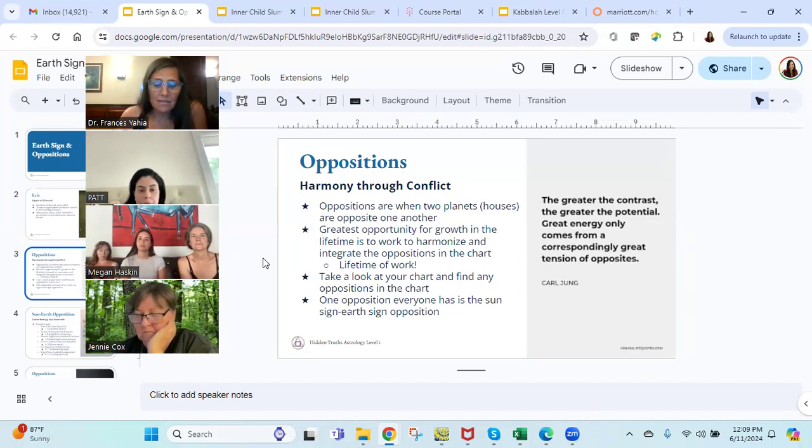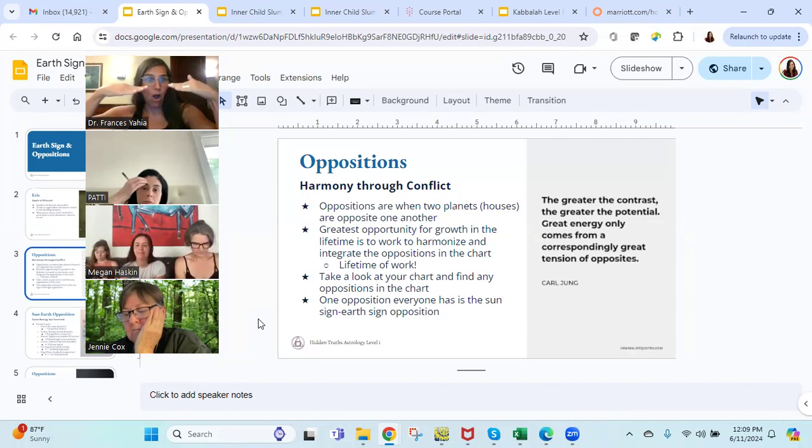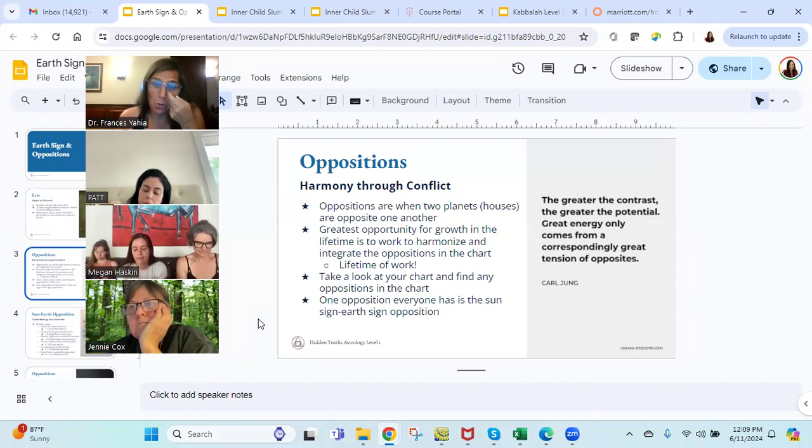Oppositions are when 2 planets. I have houses here because you may or may not have planets in both of the houses. But if there is an opposition and something out of balance, we will compensate, and we'll see that when they're opposite one another. So the visual that you're going to look at is what in your chart looks like this. What is diagonal that is in an opposition? It's literally like head on, like the car is coming head on to you and you can see it. It's the greatest opportunity for growth in the lifetime. And its job is to help you harmonize and integrate this aspect of your chart. This is the purpose of your lifetime.